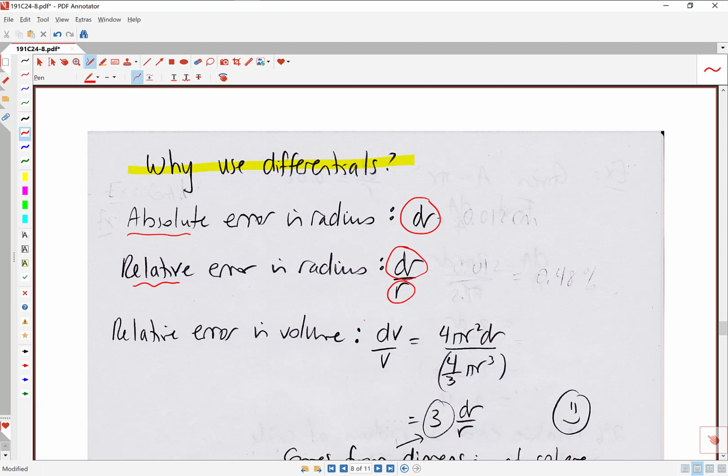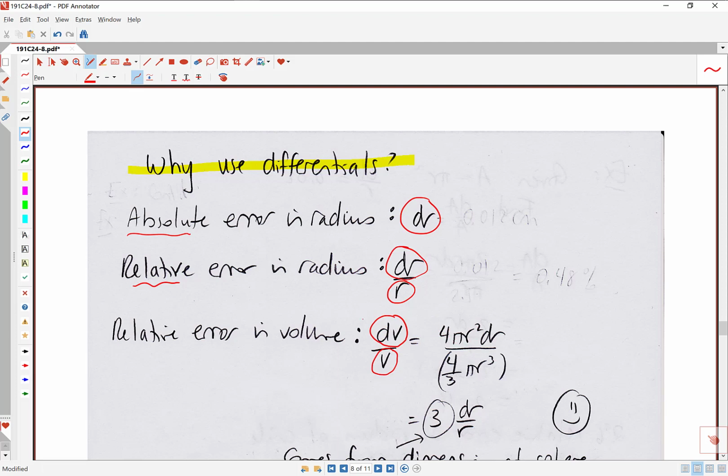If you follow the same process, you could put dV on top. So that's your approximate error in your volume, and then just divide by volume. And that would give you a relative error as a percentage, right? So you could say like 2% error or something like that.